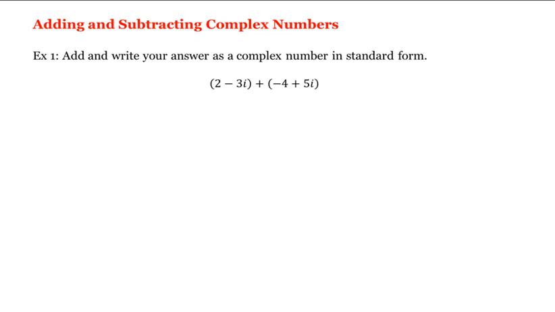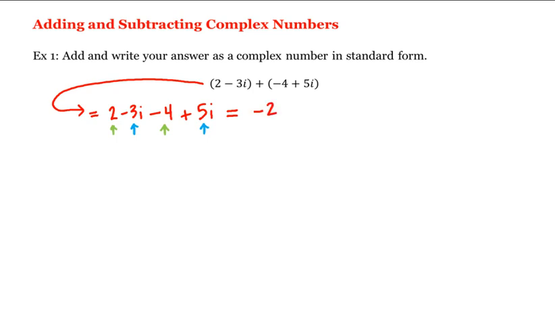However, let's first begin by removing these parentheses here. That is, this is equal to 2 minus 3i minus 4 plus 5i. Now the 2 and the negative 4 are like terms, as well as the negative 3i and 5i. So let's combine them. That is, this is equal to 2 minus 4, which is negative 2, and then negative 3i plus 5i is 2i. And so this would be our answer here.